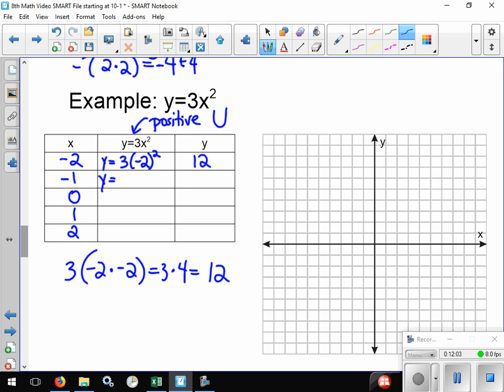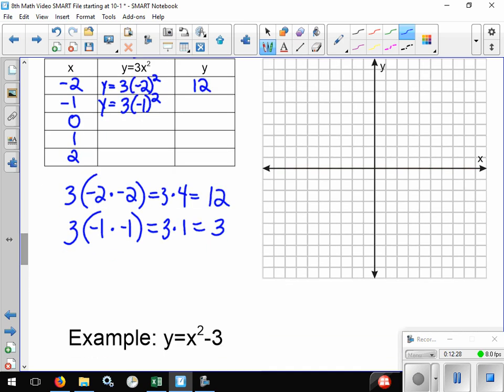Okay, so y equals 3 times negative 1 squared. So you have, again, negative 1 times negative 1. Again, you multiply by 3 when you're done. So negative 1 times negative 1 is 1. And then you multiply by 3, and you get 3. All right. Then we have, oops, I didn't write it. There we go. And then 0. So y equals 3 times 0 squared, which is 0. Anything times 0 is just 0. The easiest one you have to do.